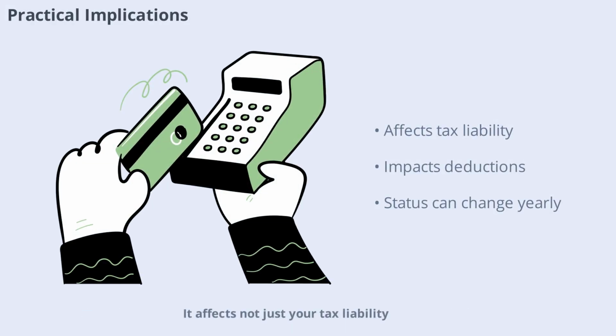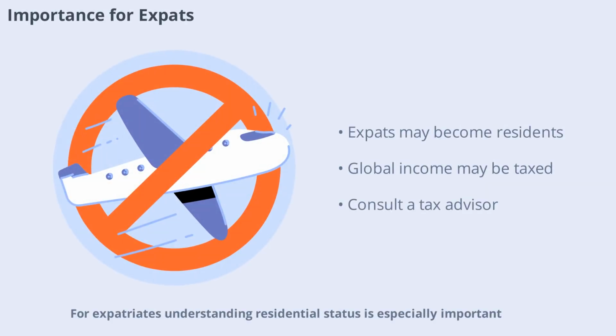It affects not just your tax liability but also eligibility for certain deductions and exemptions. For example, residents may have to report and pay tax on global income, while non-residents are taxed only on Indian income. Make sure to review your status each year as it can change based on your travel and stay. For expatriates, understanding residential status is especially important. Many expats may not realize that frequent or extended stays in India can make them residents for tax purposes.